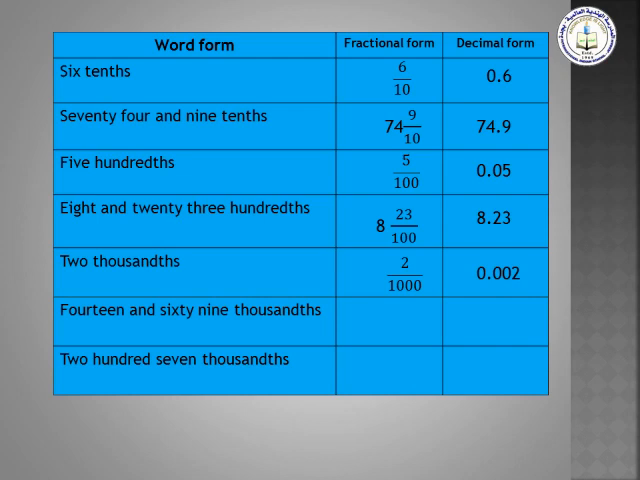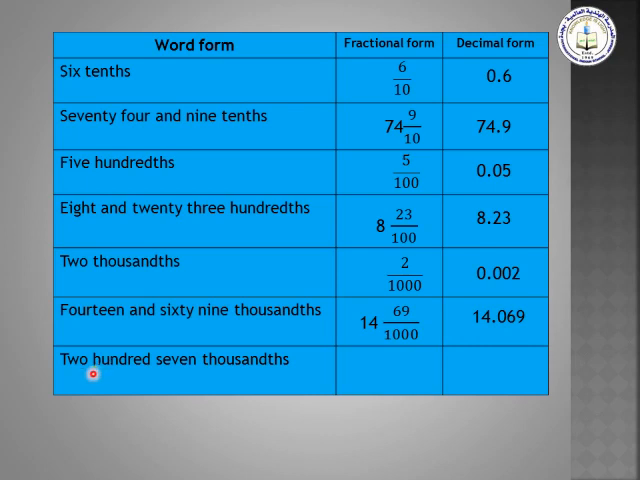Decimal 0.002. Next, 14 and 69 thousandths. Fraction 14, 69 divided by 1000. 14 is a whole number, 69 by 1000 is the fraction. Next, decimal 14.069. Here there are three zeros, so after the decimal point we have to keep three digits. Here only 69, two digits, so we have to add one more zero.